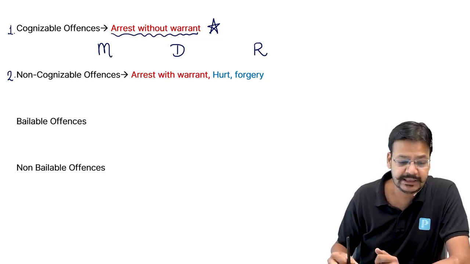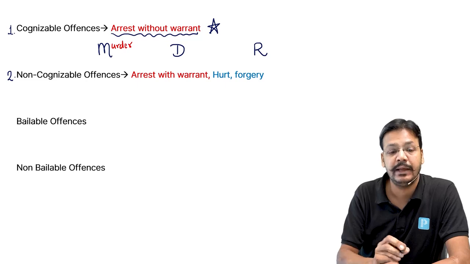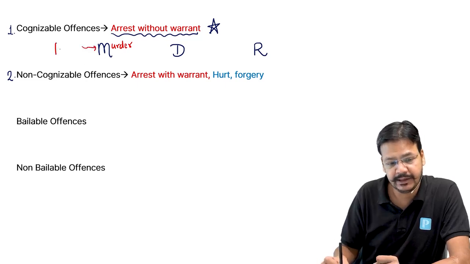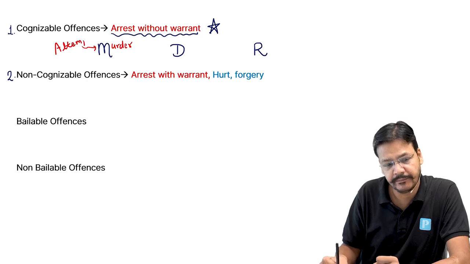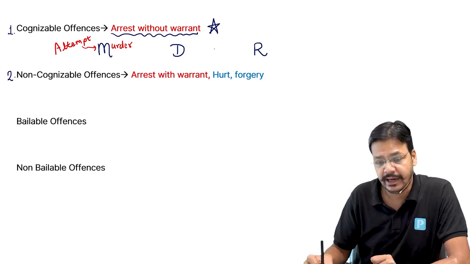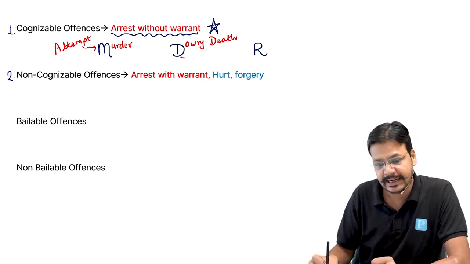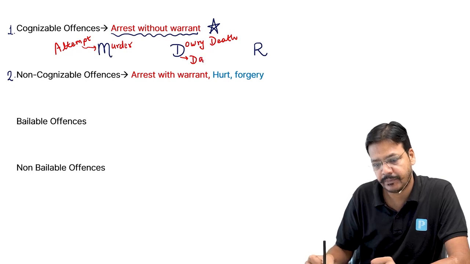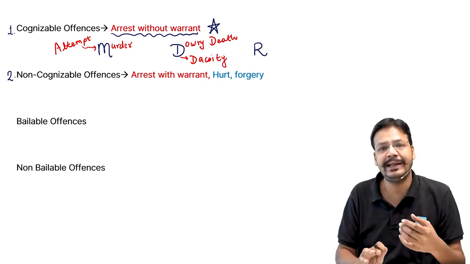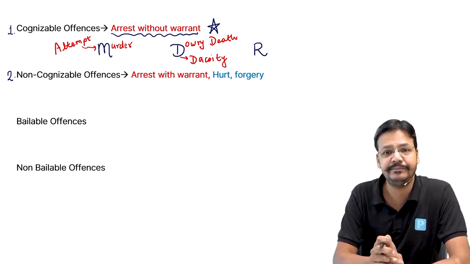So M is very simple. It is murder. And even attempt to murder is also a cognizable offense. So M is for murder. D, two important Ds: one is dowry death, and the second is dacoity. Dacoity, the daku came, killed you and took away the money. These are cognizable offenses, dowry death and dacoity.